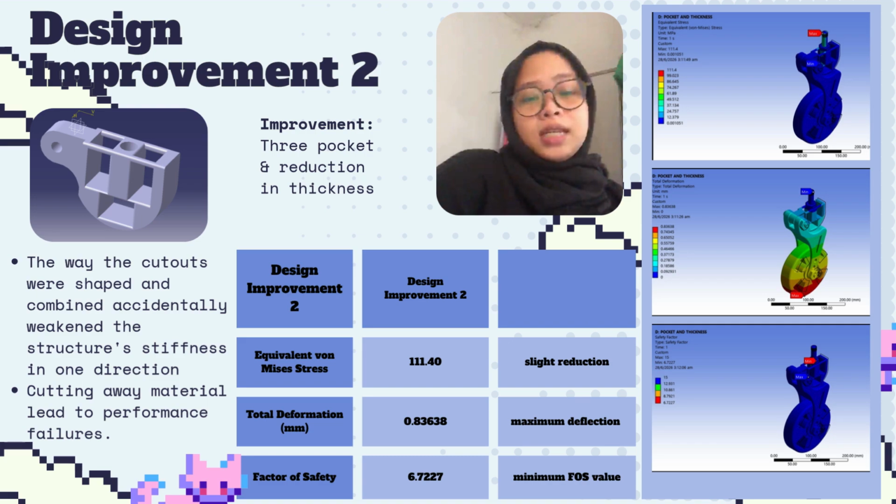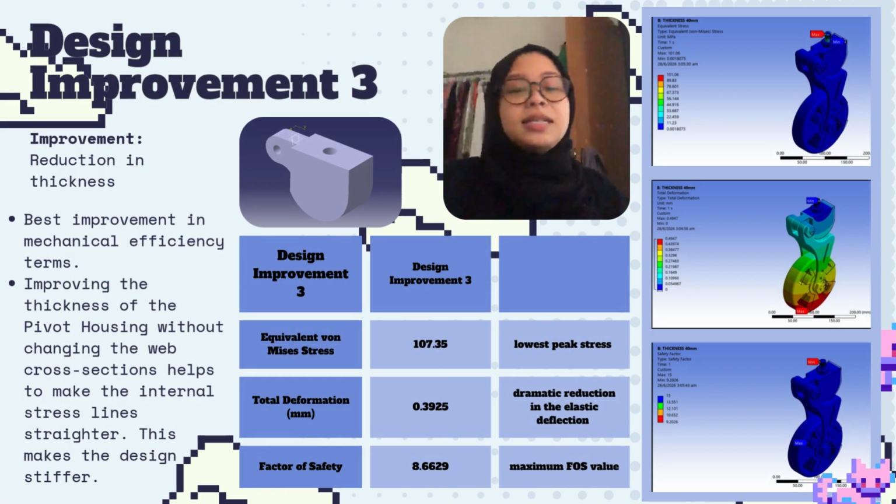From this, it is evident that the combination of the shape of the cutout unintentionally affects the section modulus in a certain direction, confirming that the removal of material may only cause compliance problems. Next, design improvement 3, modification of thickness, stands out as the best improvement in mechanical efficiency terms.